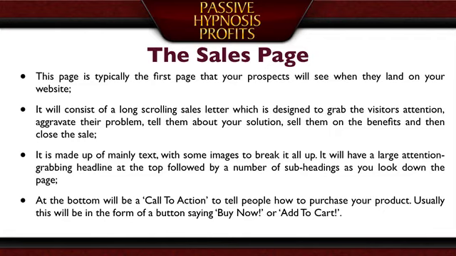So you'd sell them on the features and preferably the benefits. And then finally, you would close the sale. So you give them something to do. You tell them exactly what they need to do in order to go ahead and grab that product. Now, the sales page is going to be primarily made up of text. It's a good idea to put some images through to break all of that text up as well.